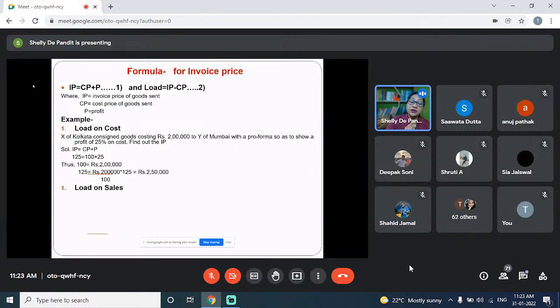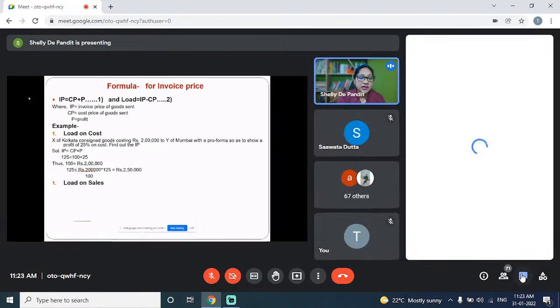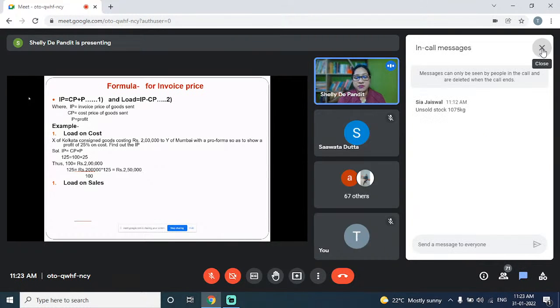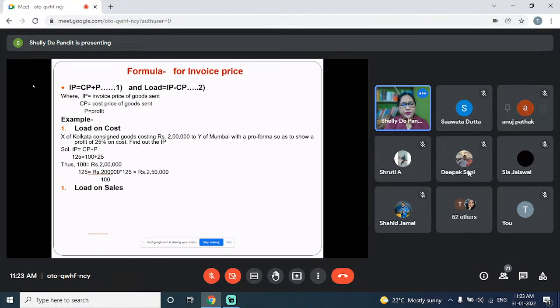Your load is charged on the cost, which means your cost should be 100. Please remember, very easy formula. You should concentrate on what the load is added on. If it is written as on cost, cost should be 100. If it is written on sales, your sales should be 100. Now I have written 100 below CP because the load was charged on the cost. And what is IP? 100 plus 25 is 125, which is your IP.